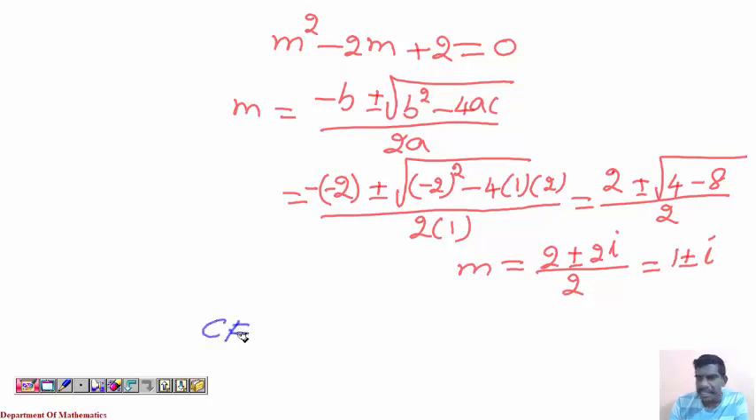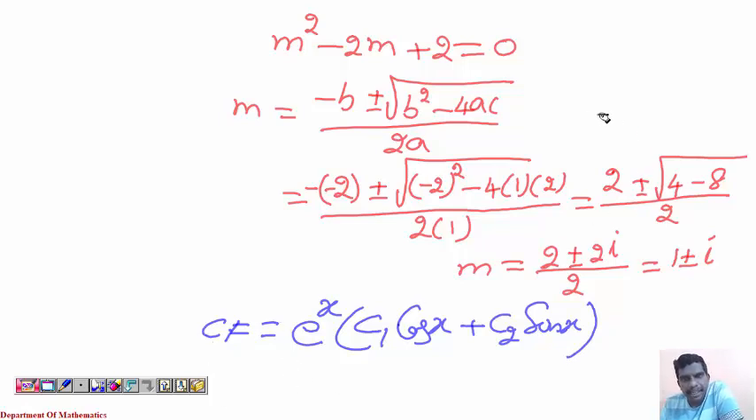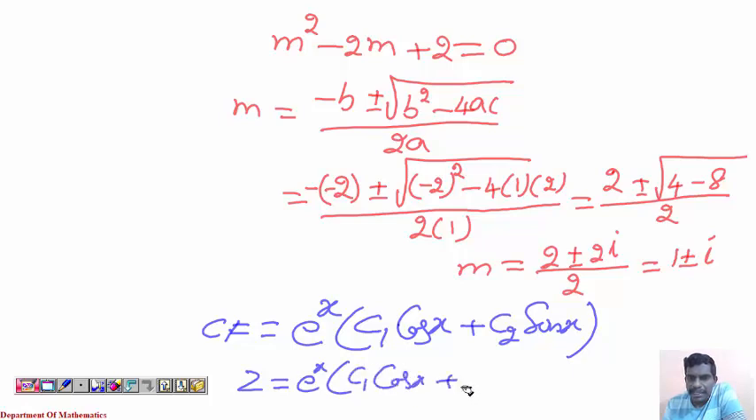This is CF equal to e to the power of the real part, that is e to the power of x, into some constant c1 into cos of the imaginary part, that is x, plus c2 into sin x. This is our general solution. Since the particular integral is 0, the complementary function itself is the full solution: z is equal to e to the power of x into c1 cos x plus c2 sin x.